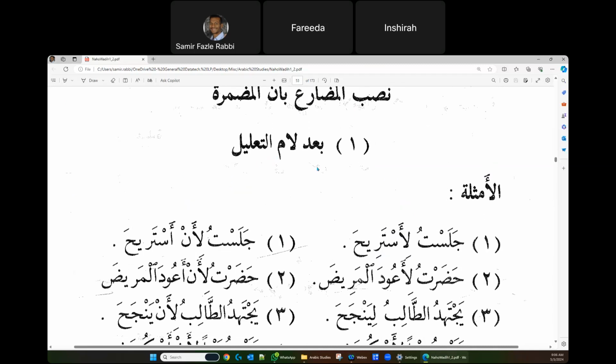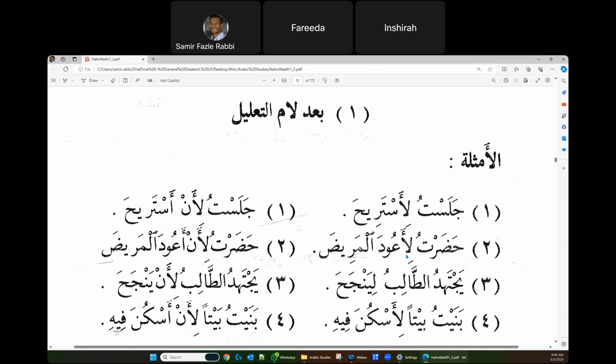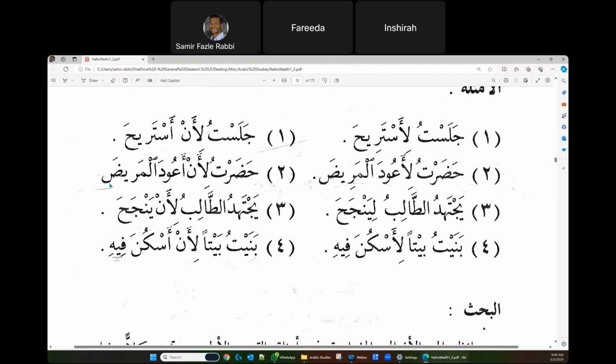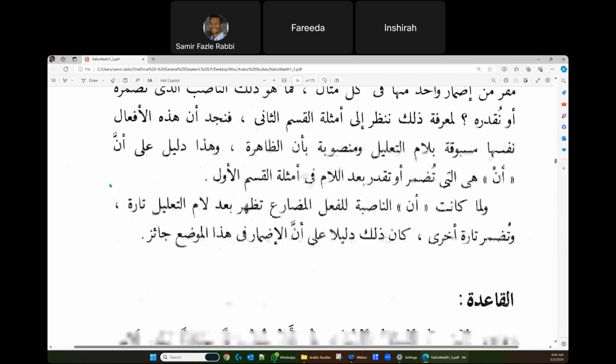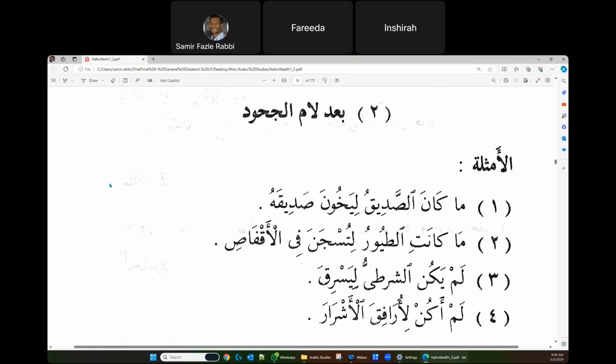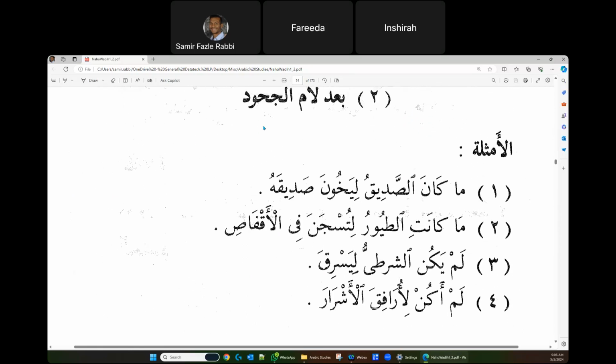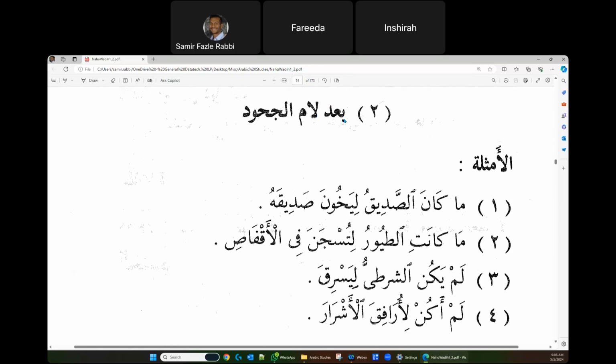Ba'd lam at-ta'did. This lam is for like why I sat down to rest. That's what that lam is. Lam at-ta'did. This is like the cause or reason for this. So there's a hidden n after that, and then the mudari after that becomes mansub. And then this one is for ba'd lam al-juhud.